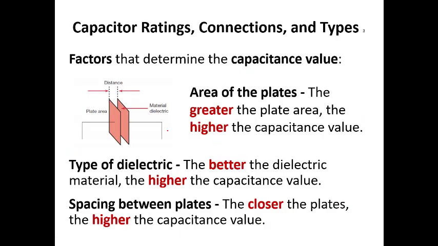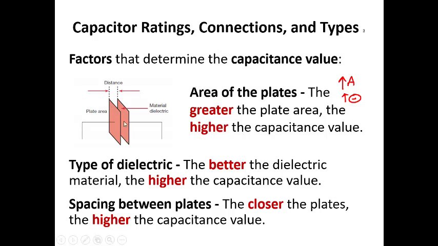Factors for capacitance. The first thing that we would look at is the area of the plates. Basically, if we have more surface area, we would get a higher capacitance value. The idea is, if I increase the area, I would get an increase in the number of electrons that I could move. So that's going to determine how much capacitance I would have.